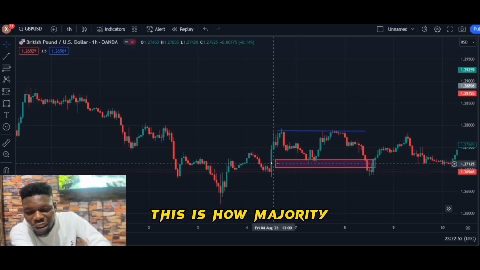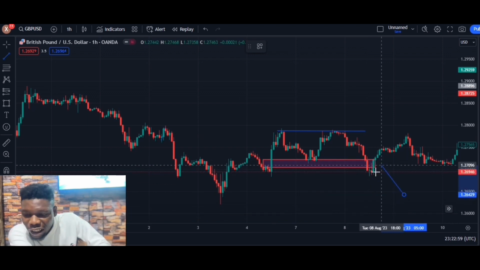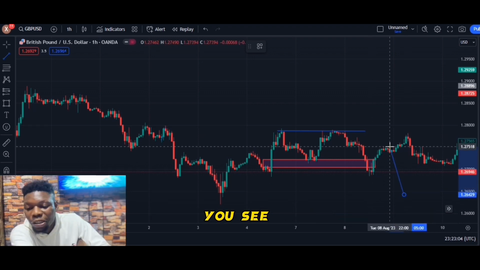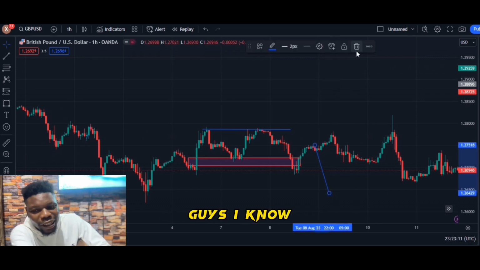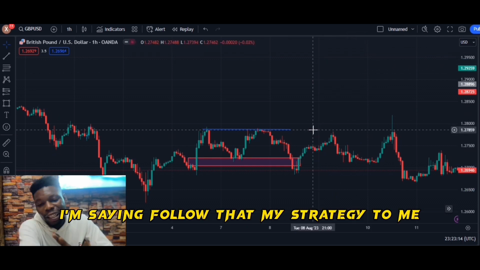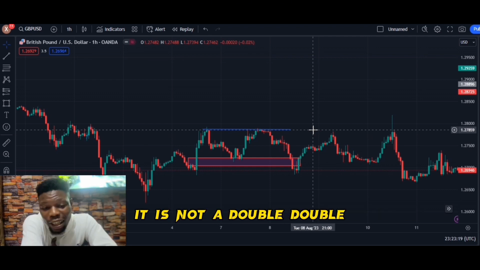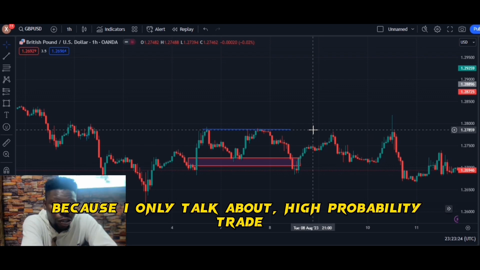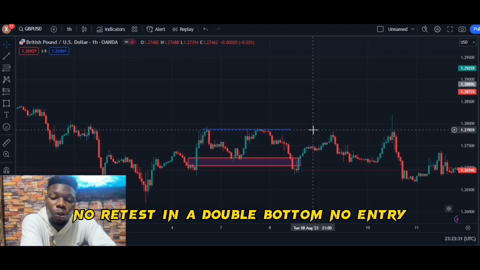This is how the majority of traders lose their funds. They will have gotten in here. You see, they will have gotten in here. What happened? The price just pretended as if it was going down, and it went back. You see what happened, guys? I know what I'm saying. Follow my strategy. To me, if there's no retest, it is not a double top or a double bottom. Because I only talk about high probability trades. You want that 80%, 85% win rate, follow my strategy. No retest in a double bottom, no entry.